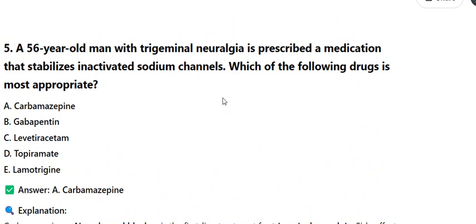Explanation. Carbamazepine, a Na+ channel blocker, is the first-line treatment for trigeminal neuralgia. Side effects include agranulocytosis, hyponatremia, SIADH, and hepatotoxicity.